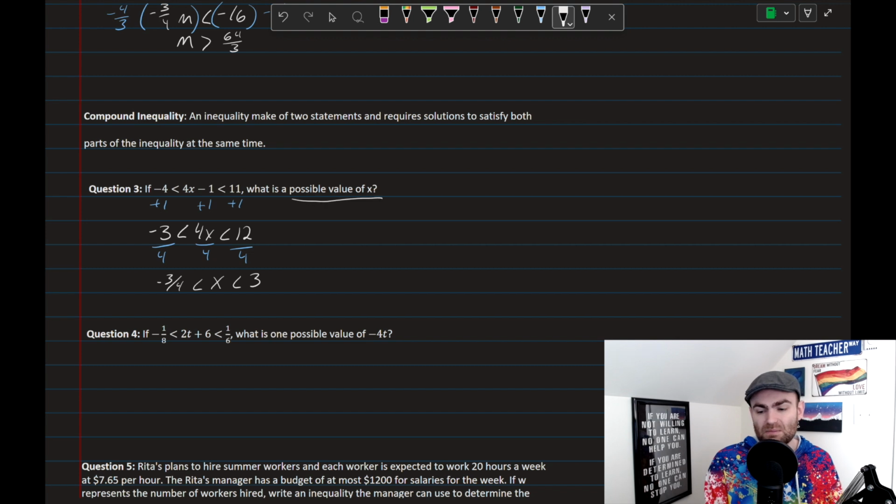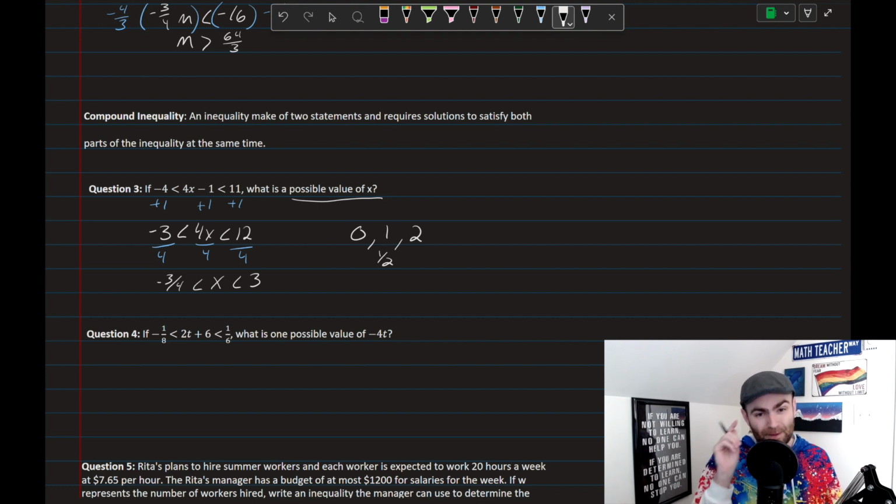What is a possible value of x? Well, a possible value of x could be 0, it could be 1, it could be 2, it could be 1/2. You could have any of those possible values because as long as it's between negative 3/4 and 3, you're okay.